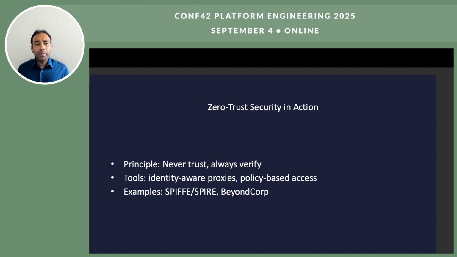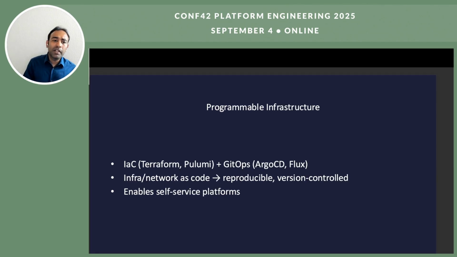Next comes programmable infrastructure. Now let's talk about programmable infrastructure, right? With tools like Terraform combined with GitOps tools such as Argo CD and Flux, we can make infrastructure reproducible and version controlled. So let's say that you have code on your system and someone else is also having code on their system. We don't want them to be pushing the code individually and having different ways of deploying things, right?